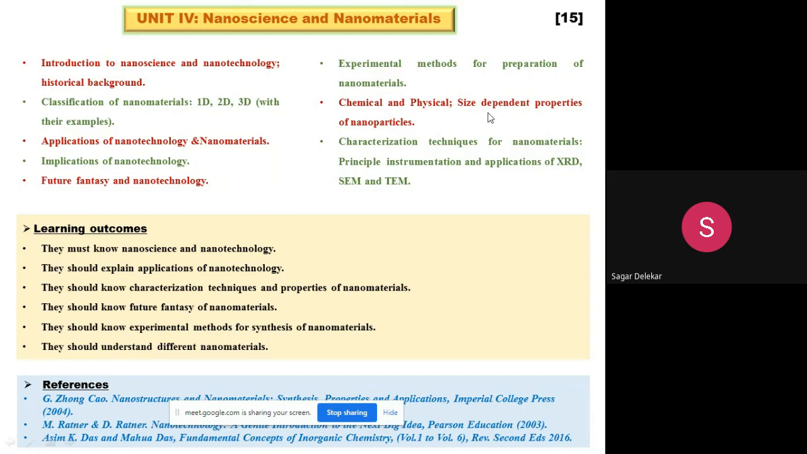Another example is that we are aware of gold. In today's meeting, in this program, there are lady participants as well. Most of the time they are using gold ornaments, and they know the color. The color of bulk gold is golden yellow. Though it is a precious material, it is commonly used for making ornaments. But as a chemist, you know it is a very silly material. It is not used as a catalyst, I mean bulk gold.